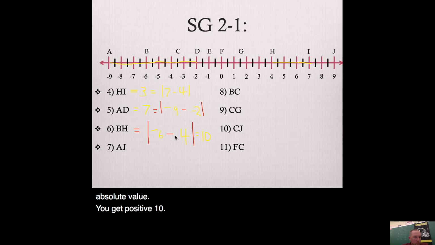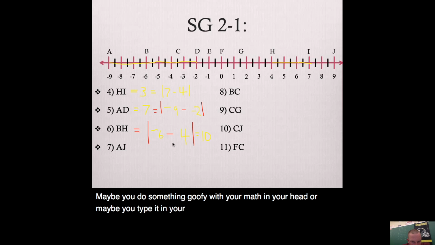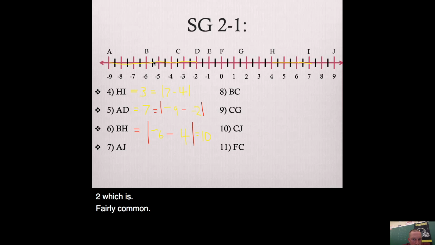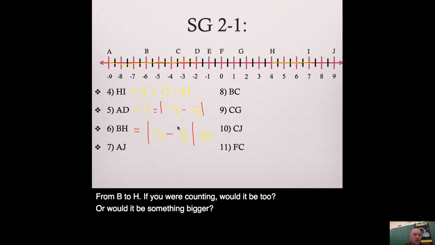Now, maybe you do something goofy with your math in your head, or maybe you type it in your calculator wrong and you think the answer is 2, which is fairly common. From B to H, if you were counting, would it be 2 or would it be something bigger? So keep that in mind. That way you don't make some silly mistakes.